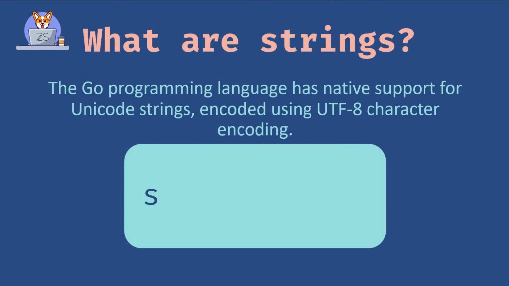The Go programming language has native support for Unicode strings, encoded using UTF-8 character encoding, as we saw in my previous video, using runes. This means that string constants and identifiers can contain any Unicode character without special escaping or encoding. Strings are just immutable sequences of bytes.